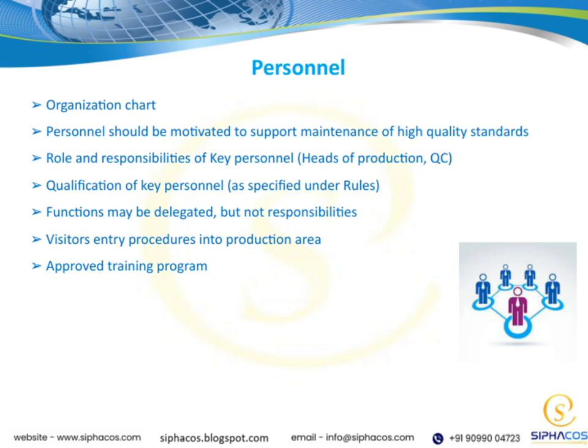Now, focusing on the roles and responsibilities of key personnel, such as the heads of production and quality control. These individuals are critical because they ensure that our manufacturing processes meet all quality requirements. Their responsibilities are clearly defined to maintain consistency and compliance. Speaking of qualifications, it's important that our key personnel possess the qualifications specified under the relevant rules. This guarantees that everyone in critical positions has the necessary expertise and knowledge to perform their duties effectively.